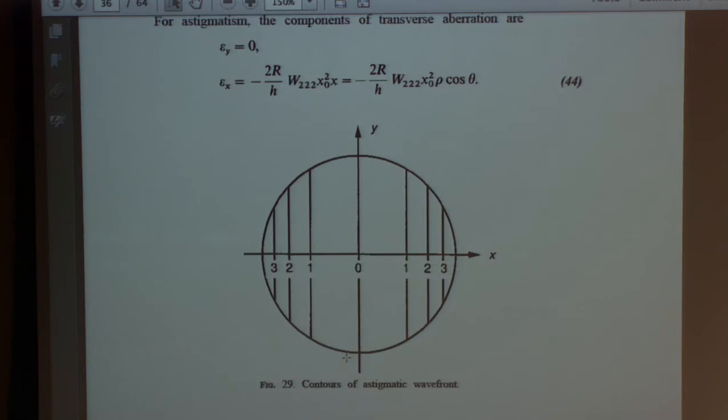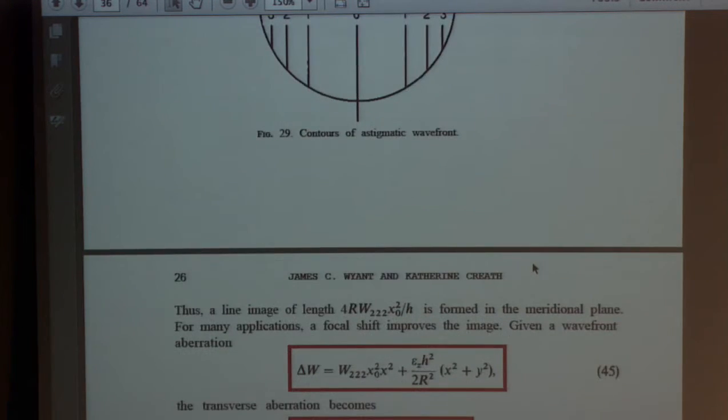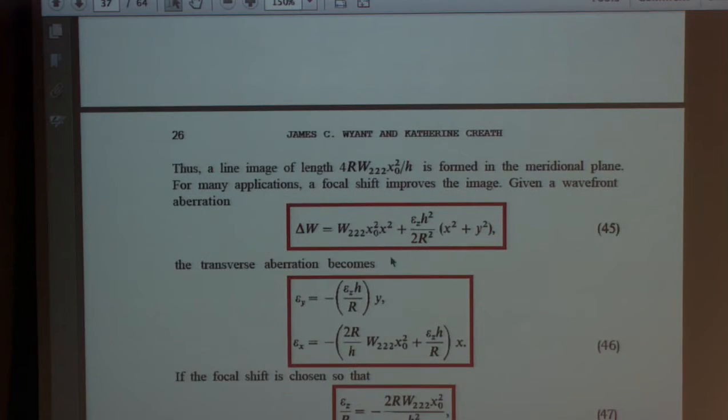And I didn't show the contour maps, but we had no dependence on y, so this would just be straight lines in the y direction. It goes as x squared, and so as we get out towards the edge of the pupil, the contour lines are going to get closer and closer together, but straight, but not equally spaced. So anyway, these are our transverse aberrations.